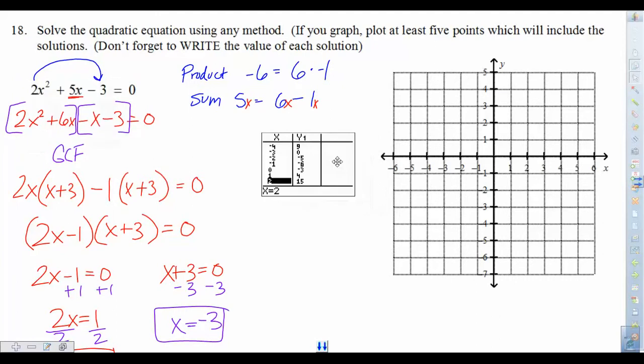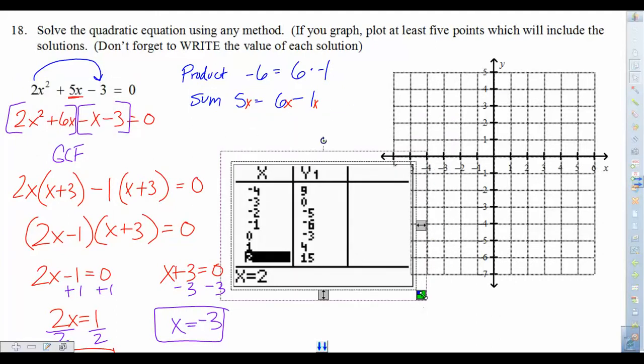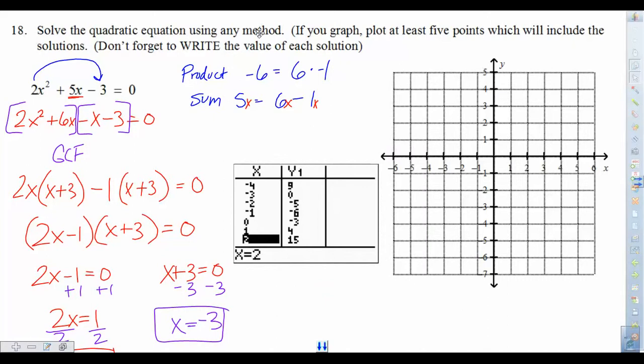Great. So once again, same rules apply. If you wanted to show this by graphing, plot at least 5 points and include the solutions. Because of what we just did with the calculator work, there were 2 solutions. One of them was at -3, so we put a spot right there. And then there was another one at, I believe, 1/2. So put the other one right there.